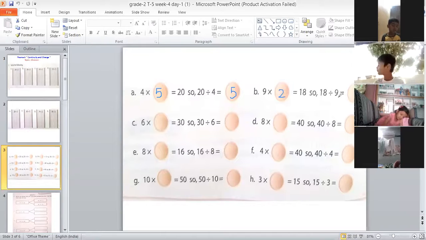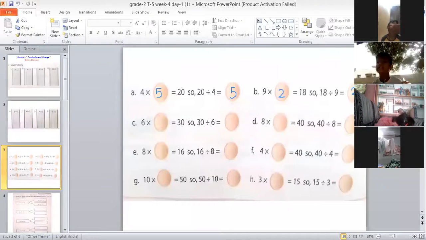And in the next circle, what will we write? 2. Yes, 2 again, because this time we have to divide this 18 by 2. After the division symbol, the number is 9. So this means we'll be recalling the table of 9. So 9 2s are 18. So we'll be writing 2 in the second circle also. So the answer is 2.